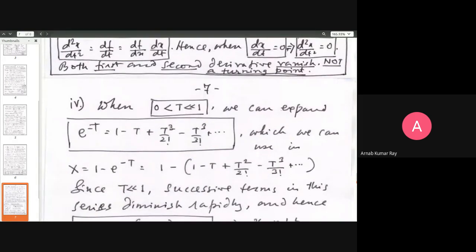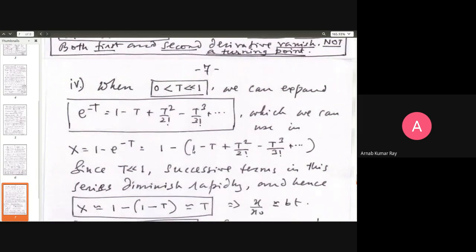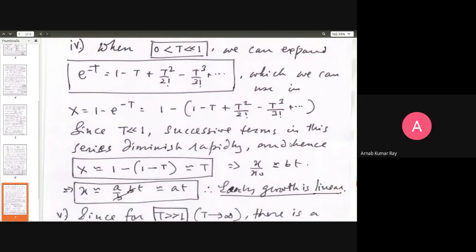Okay. So here is another trick that you will do. You write e raised to minus t as an exponential series, 1 minus t plus t squared by factorial 2. I hope you're aware of this thing. e raised to x is equal to 1 plus x plus x squared by factorial 2 plus x cubed by factorial 3, and like that. But here you have got a minus. So all the odd powers will have the minus sign and the even powers will have the plus sign. Now, x is equal to 1 minus e raised to minus t. So 1 minus of e raised to minus t, we are writing like this, right?